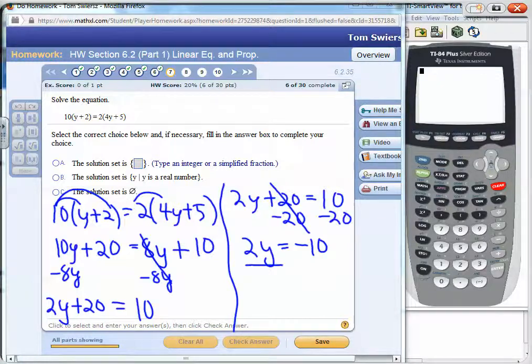2 times y, to make it 1y, we're going to divide by 2 to undo multiplication, because 2 divided by 2 is 1. 1 times y is just y. And of course, negative 10 divided by 2 is a negative 5. So our answer is y equals negative 5.